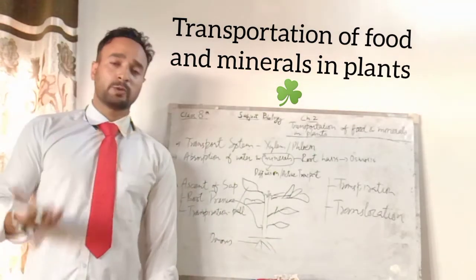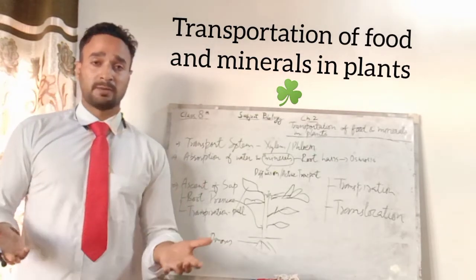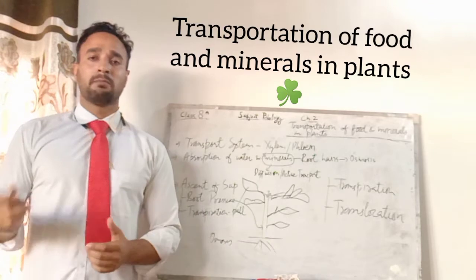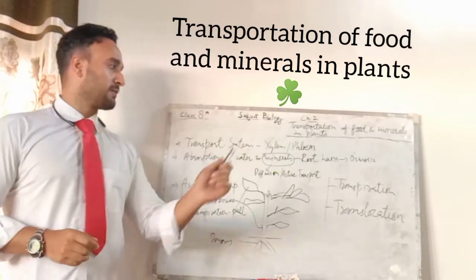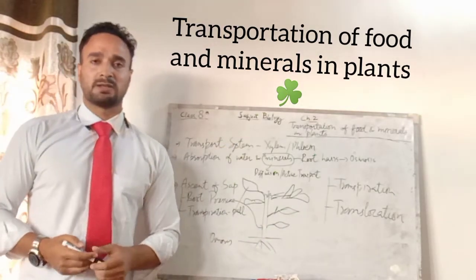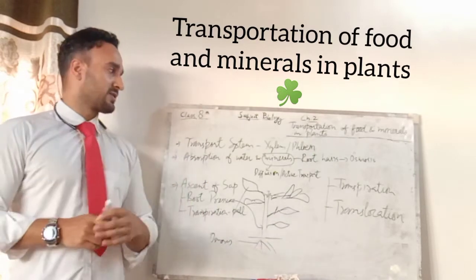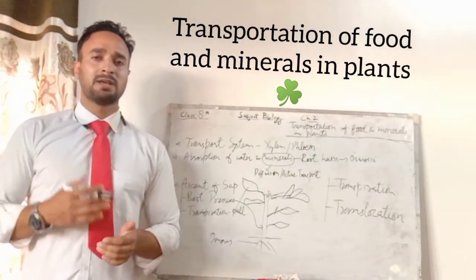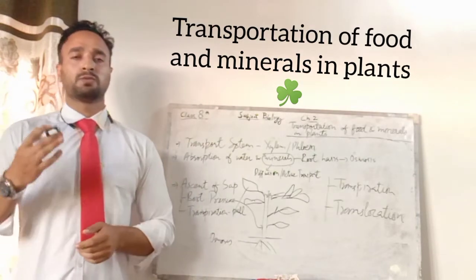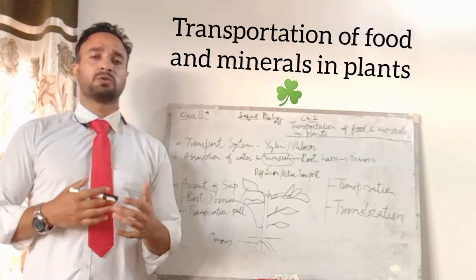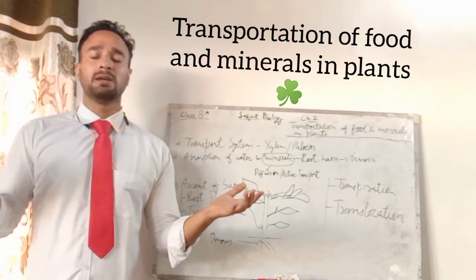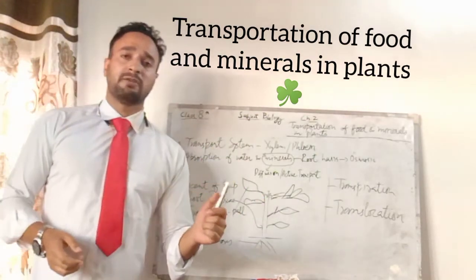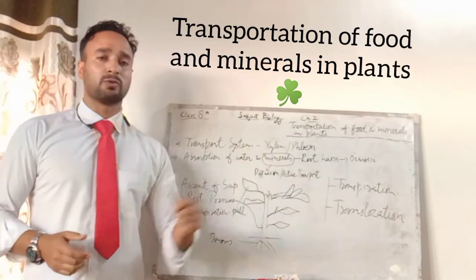Do we have a circulatory system in plants? What about plants? Plants, though they do not have arteries, veins, and capillaries, do have a circulatory system which we call the vascular system. The vascular system consists of xylem and phloem, through which food and water is being transported to every cell in the plants. All right. So there's a transport system which consists of xylem and phloem in the plants.